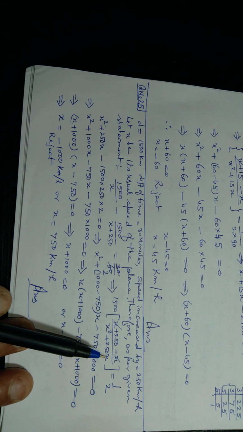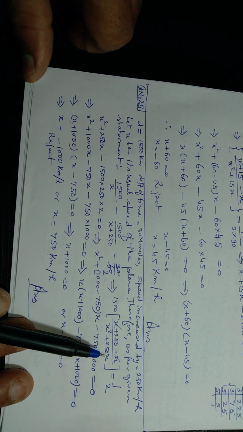A plane left 30 minutes later than the scheduled time, and in order to reach its destination 1500 km away, it has to increase its speed by 250 km per hour for its usual speed. From its usual speed, find the usual speed.